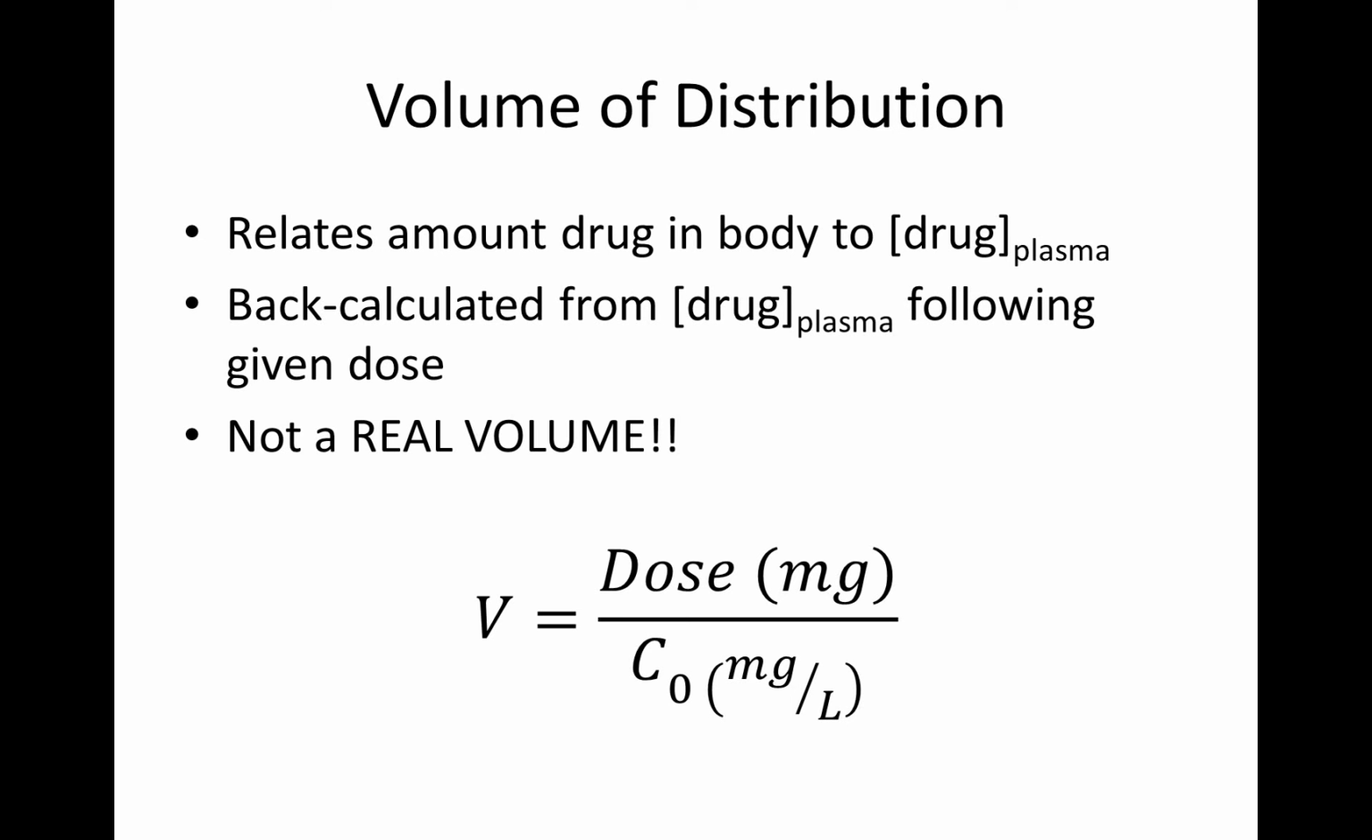Following a given dose, we can calculate volume of distribution by determining the drug concentration in the blood and then asking the question, in what volume would I need to dissolve the amount of drug I gave to end up with this drug concentration? Quite simply, if we give a patient 100 milligrams of drug intravenously and measured the initial concentration of 100 milligrams per litre, then the volume of distribution for the drug must be 1 litre.